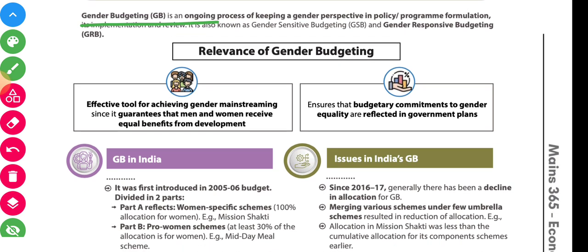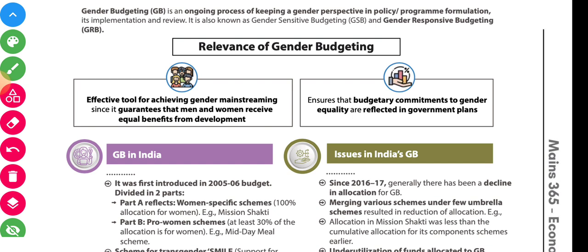What is the relevance of gender budgeting? It is an effective tool for achieving gender mainstreaming, since it guarantees that men and women receive equal benefits from employment and ensures that budgetary commitments to gender equality are reflected in government plans.